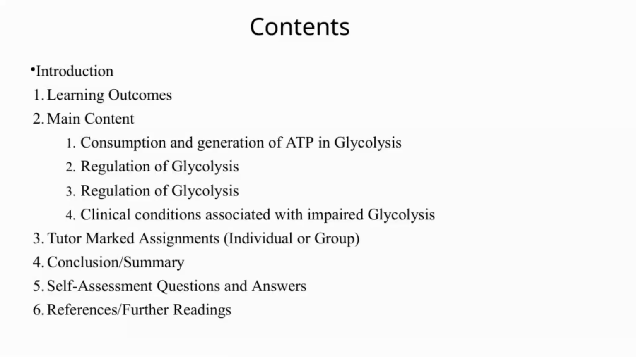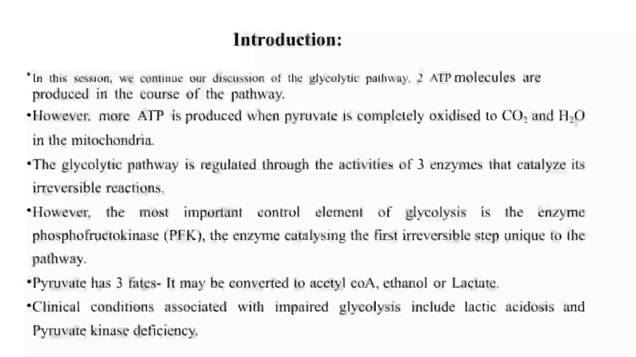This overview will help guide us through the detailed concepts ahead, connecting each part to the bigger picture of cellular metabolism. In this session, we continue our discussion of the glycolytic pathway. As you may recall, during this process, 2 ATP molecules are produced. However, it's important to note that even more ATP is generated when pyruvate is fully oxidized to carbon dioxide and water in the mitochondria. The regulation of glycolysis mainly involves 3 key enzymes that catalyze its irreversible reactions.